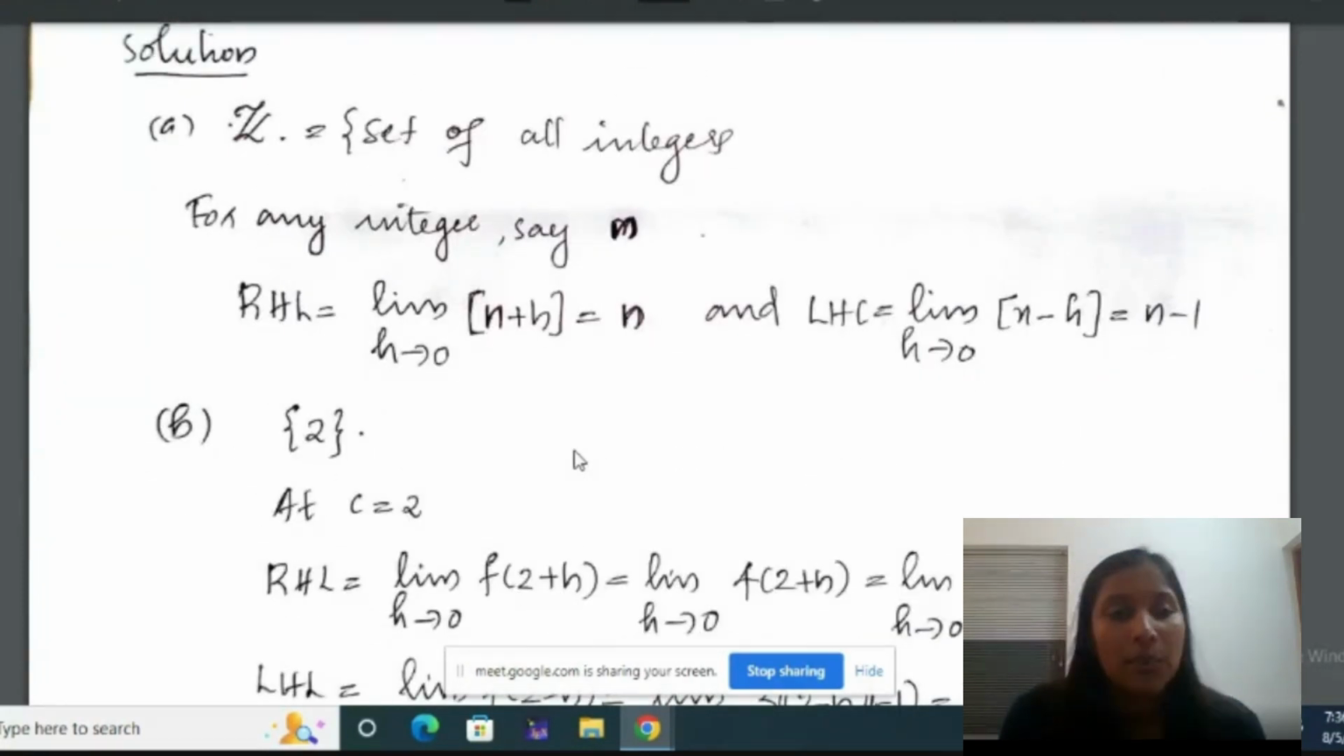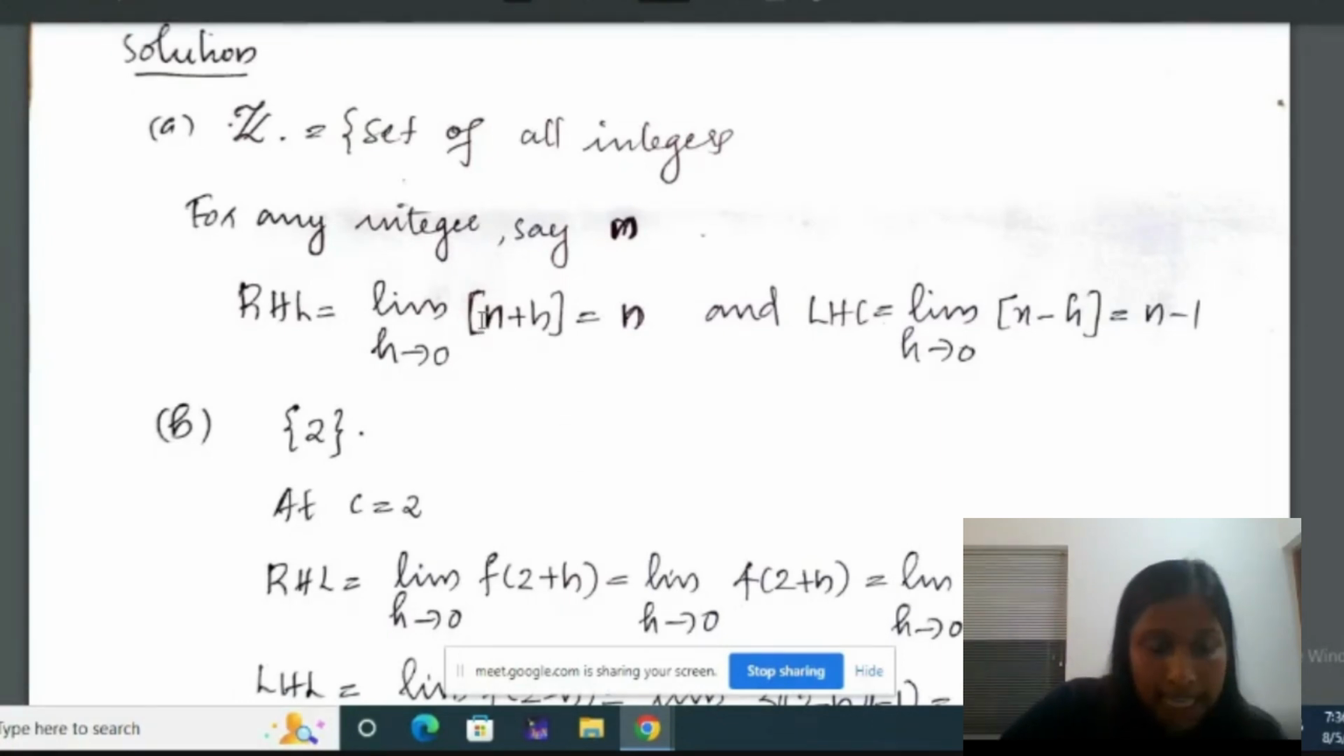So the first question was the greatest integer function. We can solve that in two ways: one is the graphical way, and the other is the definition of RHL and LHL. So the set of all integers is the answer. At integers, for the greatest integer function, the limit does not exist. We take any arbitrary integer n and calculate the right hand limit, limit h tends to 0, greatest integer function of n plus h. So it was f of c plus h. The greatest integer less than or equal to n plus h will be n. So RHL will be n.